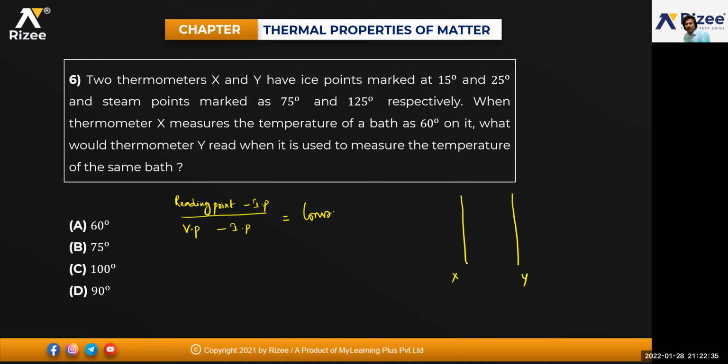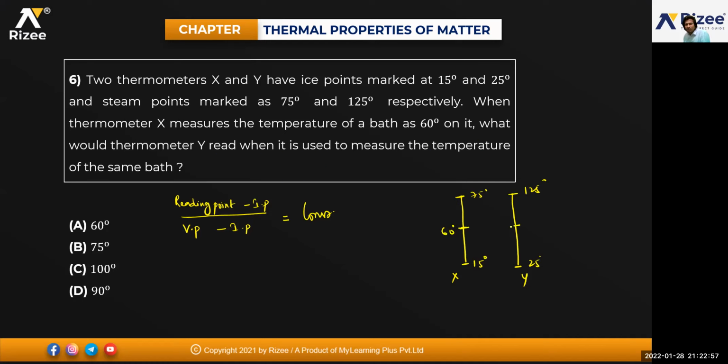The ice point is marked as 15 degrees centigrade for X and 25 degrees centigrade for Y. And steam points are marked as 75 for X and 125 for Y. When the thermometer X reads a temperature of a bath as 60, what would thermometer Y read when it is used to measure the temperature of the same bath?